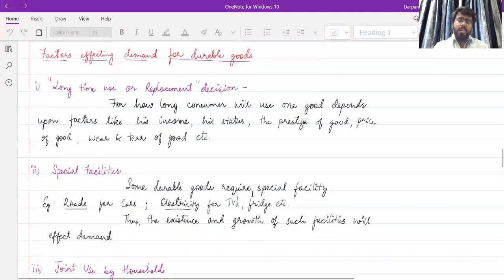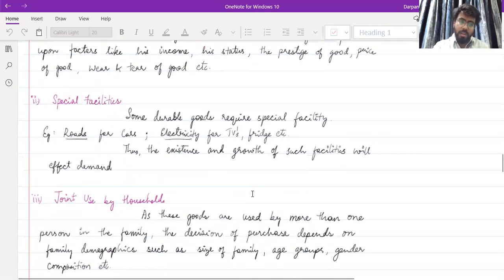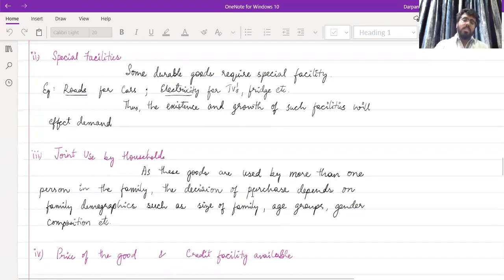Then factors affecting demand for durable goods, which you can use more than once. The first one is long time use or replacement decision. What is the psychology of the consumer? When does he want to change his TV? When does he want to replace it? For how long will he use it? That will also determine demand. There are certain goods which require special facilities. The availability and growth of those special facilities will also determine your demand.